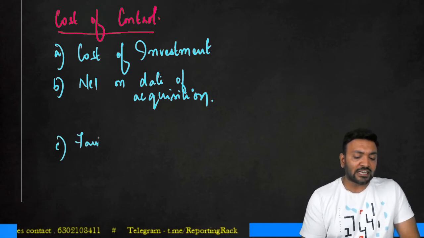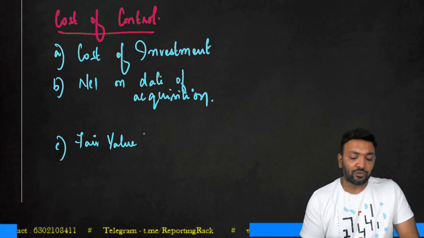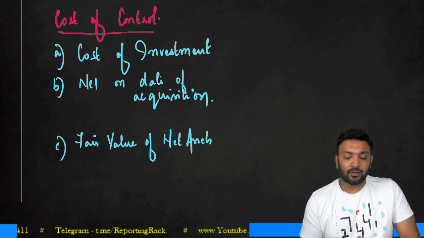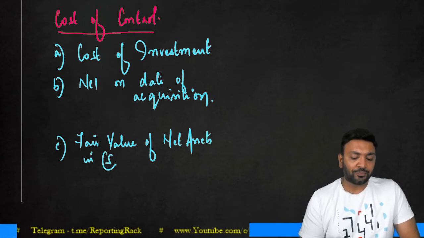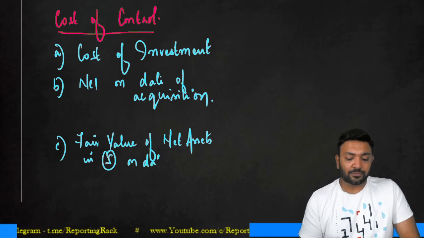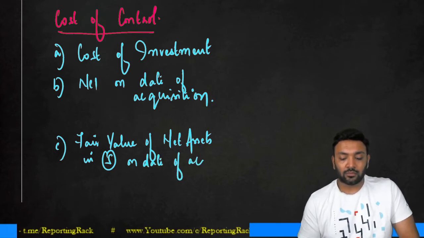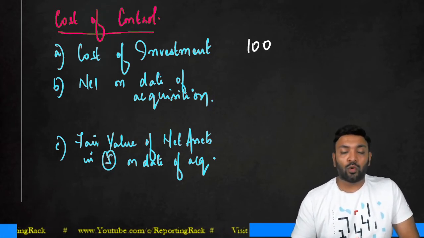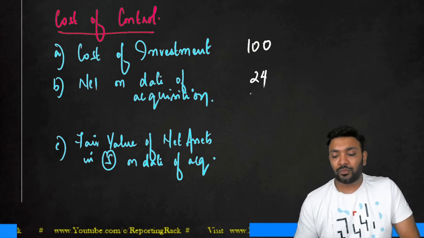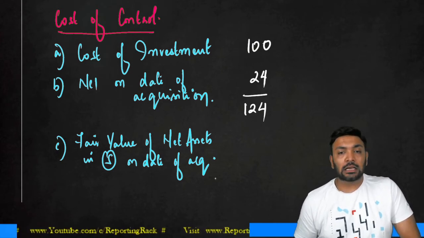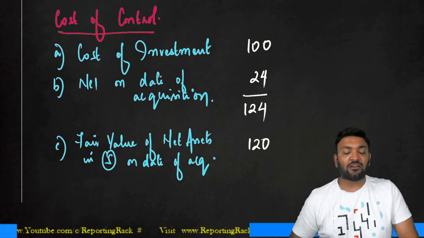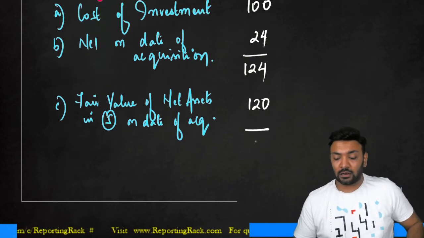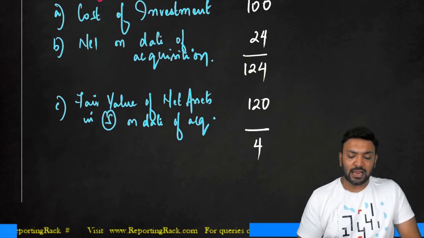fair value of net assets in subsidiary S on date of acquisition. What is your cost of investment? 100. What is NCI? 24. Total is 124, compared with fair value of net assets in subsidiary on date of acquisition, which is 120. Therefore, it leaves me with a difference of 4, which can be considered as my goodwill.